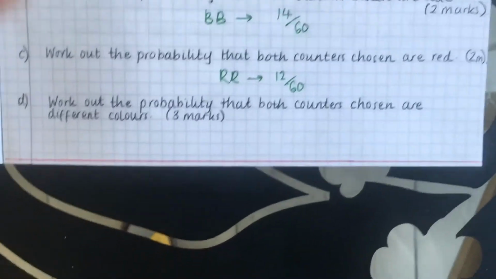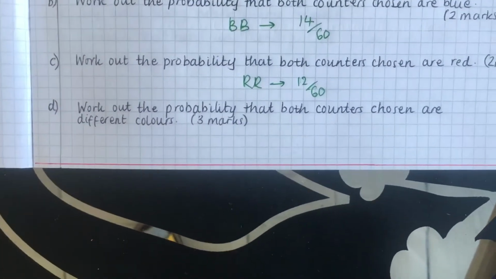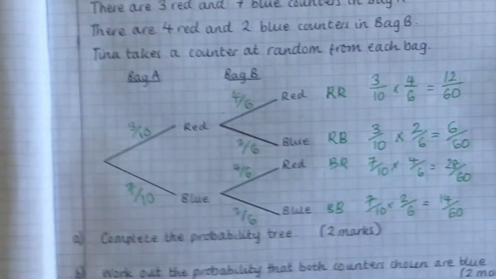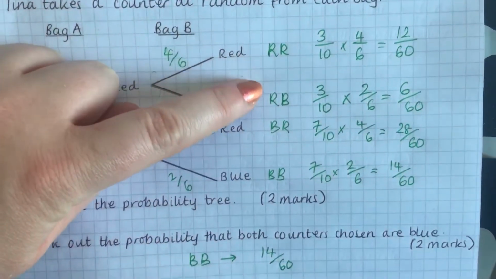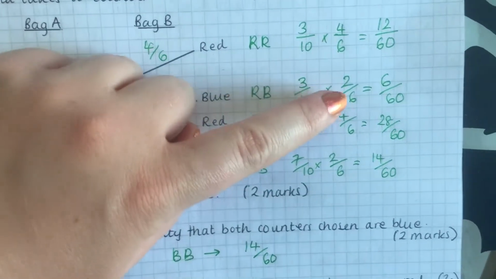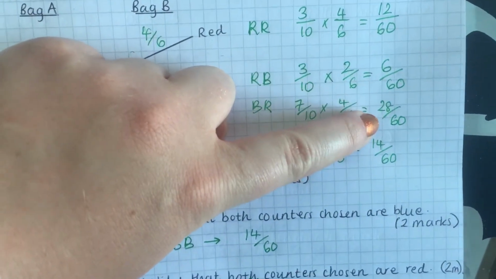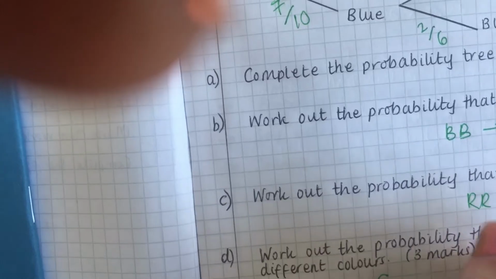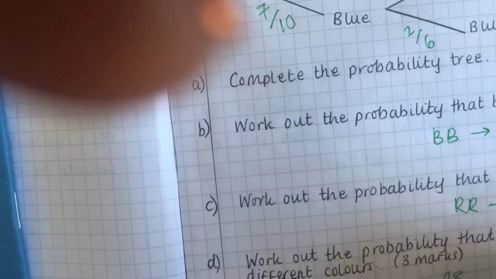And the last one, work out the probability that both counters chosen are different colours. So looking at our possible outcomes, the ones that are different colours are RB and BR, because they're 2 different colours. So we want 6 out of 60 and 28 out of 60. So I'm just going to write that down. So we want 6 out of 60 and we want 28 out of 60.